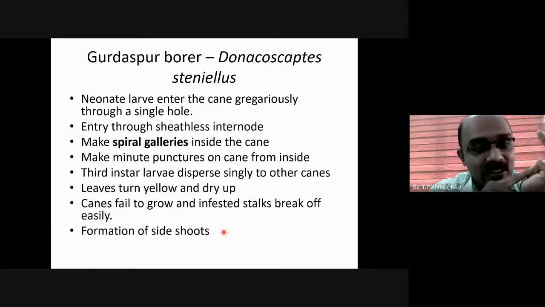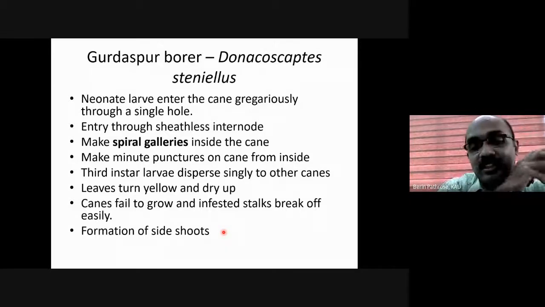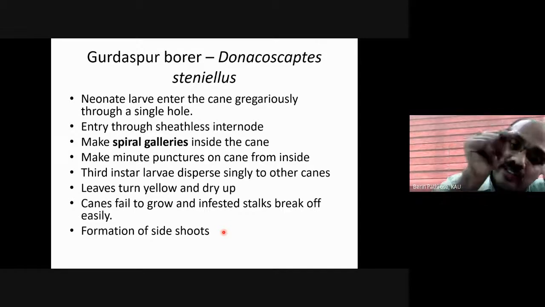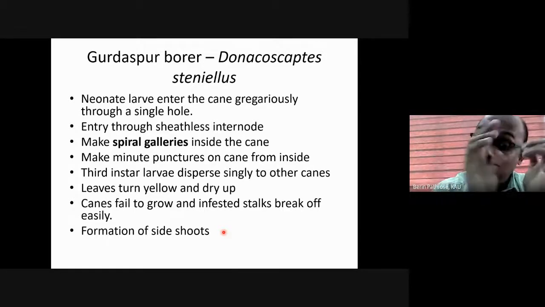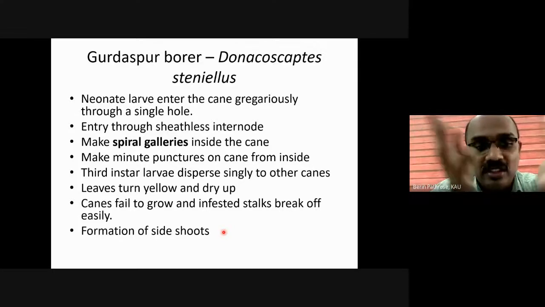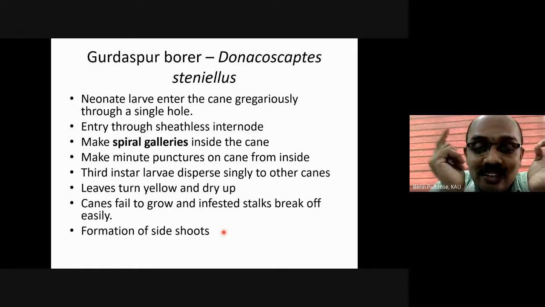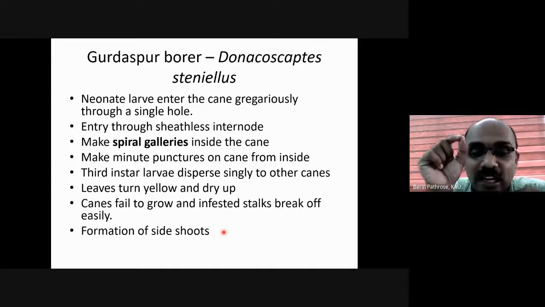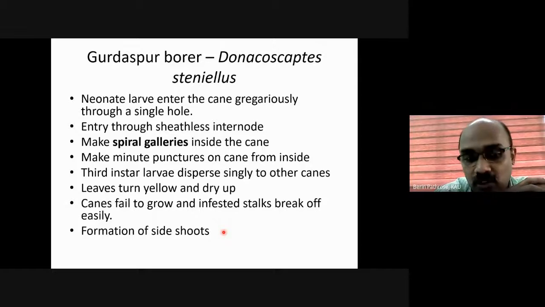We have seen Chilo auricilius, which enters the cane through the sheath. Only the sheathed internode is attacked. It enters into the leaf sheath and enters into the skin by making a borehole. Here it doesn't need any protection of the sheath. It enters into the cane through sheathless internodes, those which don't have any sheath, and it makes spiral galleries inside the cane. That is one typical feature of Gurdaspur borer. While remaining inside the cane, it makes very small punctures on the cane from inside.